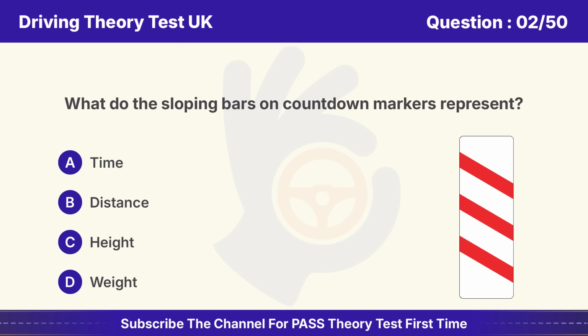Question 2. What do the sloping bars on countdown markers represent? Option A. Time. B. Distance. C. Height. D. Weight. Answer is B. Distance.